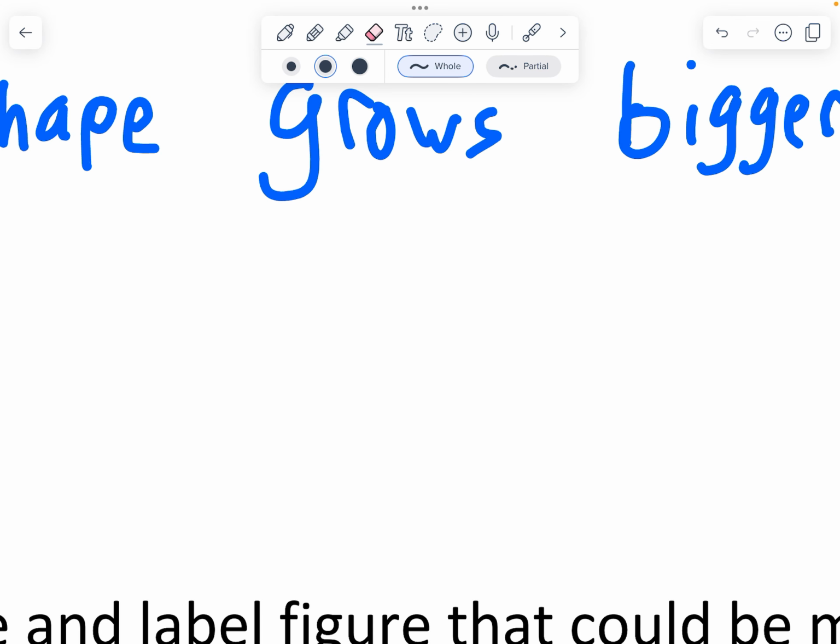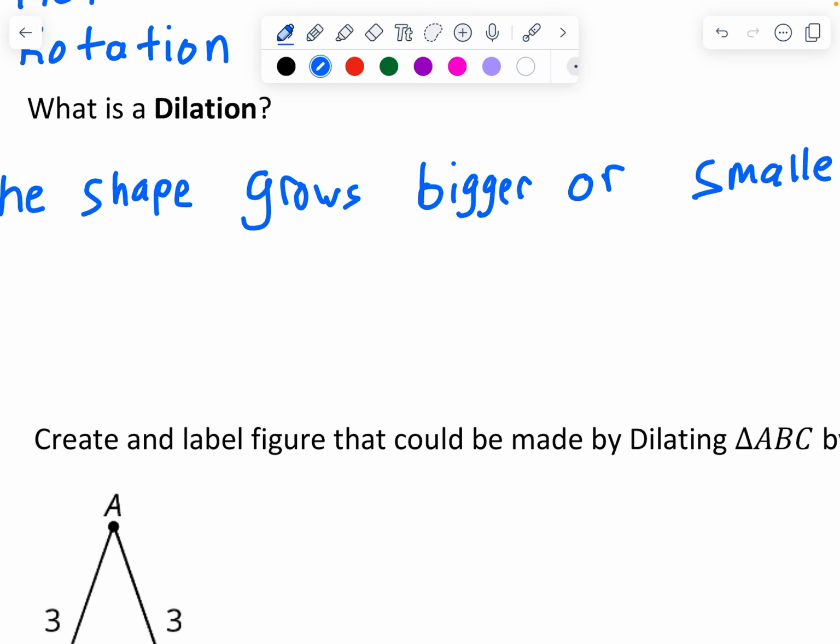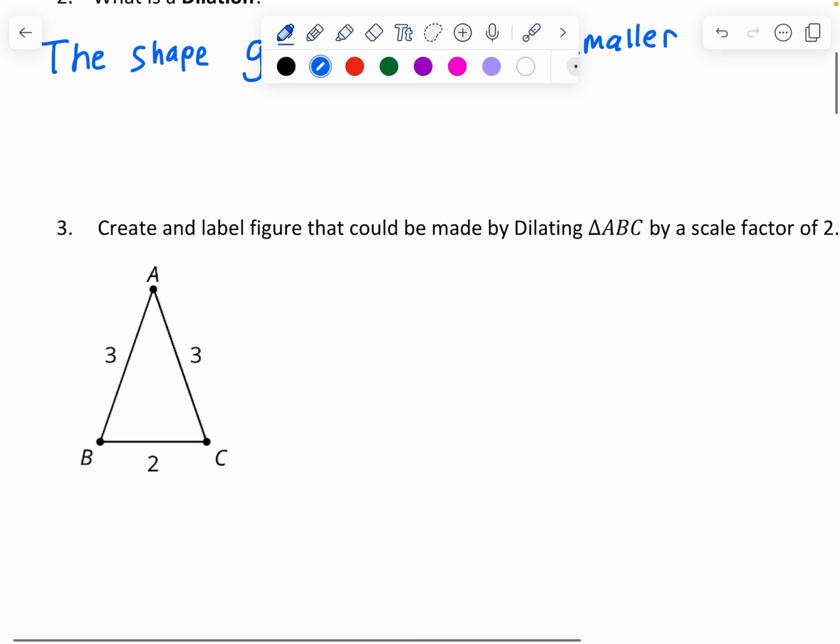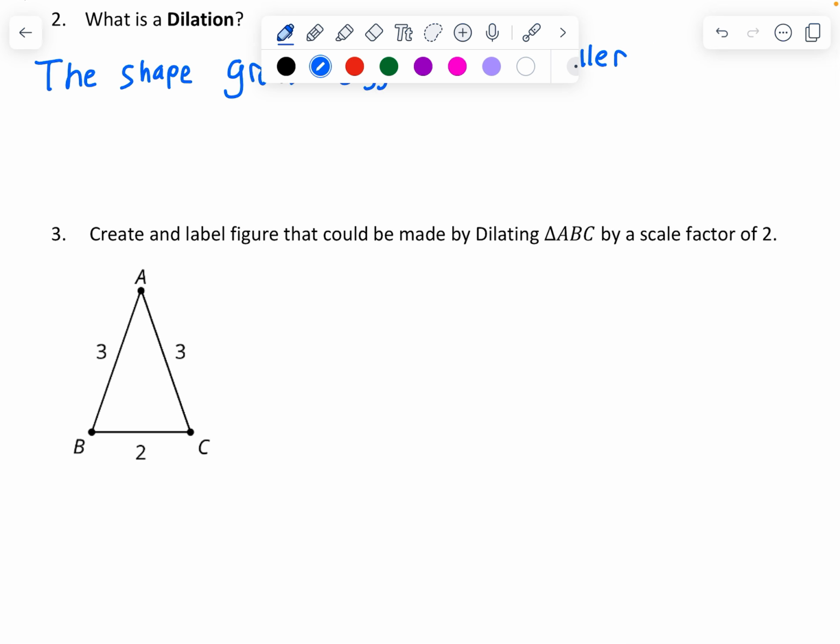And so this kind of fits with similarity, which this is about, because when you do a dilation, your shapes stay similar. Okay. So when we do dilations, just like before, we're still doing it in terms of having a scale factor. And the scale factor is telling you how much bigger your shape is going to be. So if we want to dilate triangle ABC by a scale factor of 2, that means we're going to make our triangle twice as big.